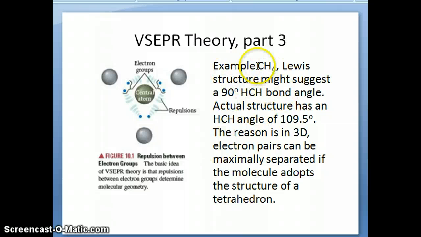But remember, the CH4 example is quite important because, again, you expect a 90-degree angle if you just look at the Lewis structure, but the actual structure has a hydrogen-carbon-hydrogen angle of 109.5 degrees, okay? And the reason is because in 3D, electron pairs can actually be separated even further than what you expect from the Lewis structure itself, okay? All right.